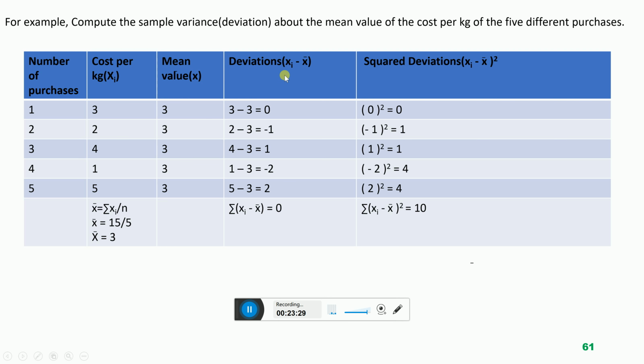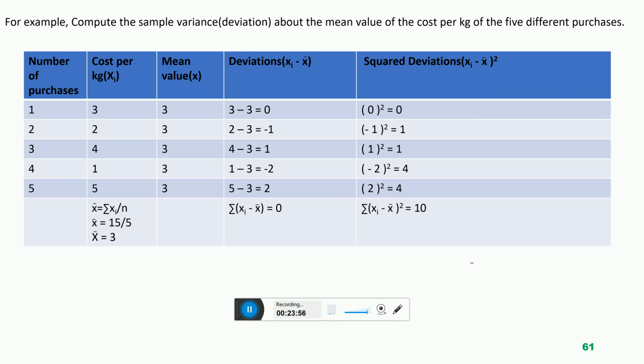So deviation, we define variance. This is the difference between each data item and the mean value. So this is each data item minus the mean value. It is the difference between the data item and the mean value of the data set. The data item is 3 and the mean value is also 3. So what is the difference? 3 minus 3 is equal to 0. This is the deviation about the mean.